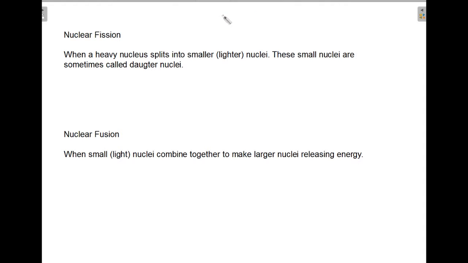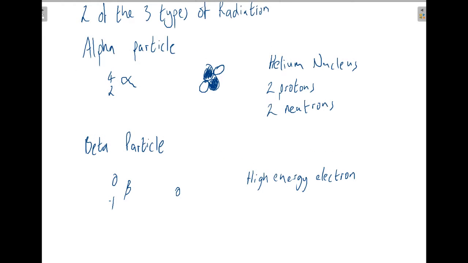Nuclear fission is when a heavy nucleus splits into smaller nuclei. Sometimes these small nuclei are called daughter nuclei. Nuclear fusion is when the small light nuclei come together to make larger nuclei, and this releases energy. So both these processes release energy. Fusion is when things stick together, when things fuse together. So that might be a nice way to remember nuclear fusion. Nuclear fission being the other one. Remember them as a pair.